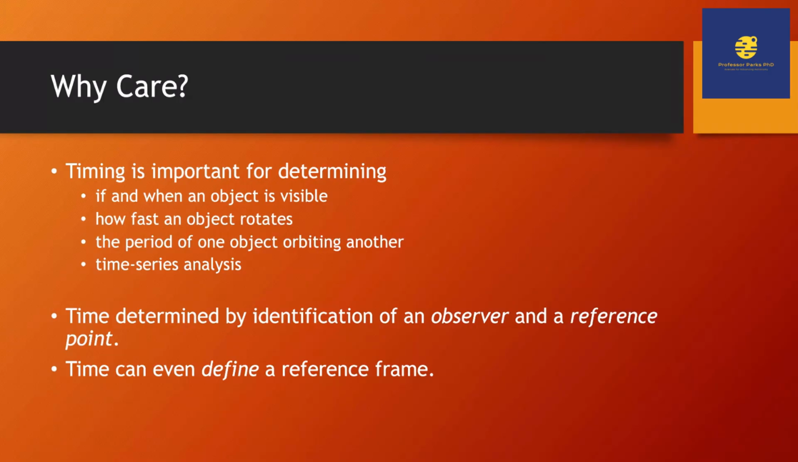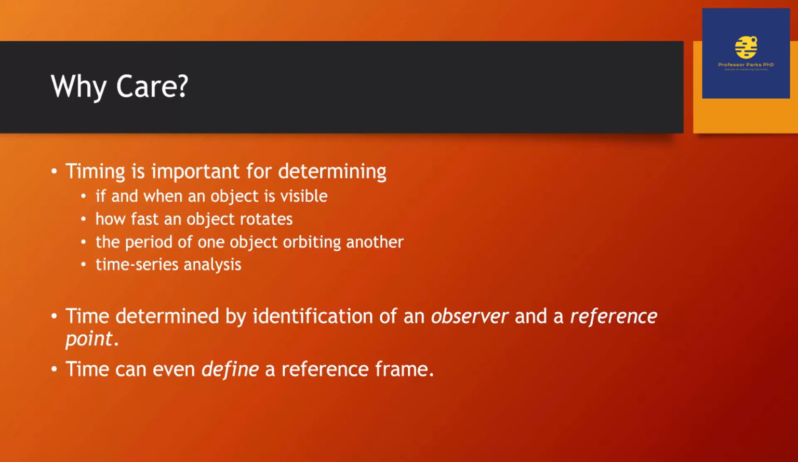Why should we care? Well, as astronomers, as I just said, it is very important in determining when and even if an object of interest is observable at a particular time during the year. Time also allows us to measure things such as how fast things rotate on their axes, how things revolve around each other, and so forth. And it also is very critical in time series analysis, as you might imagine.